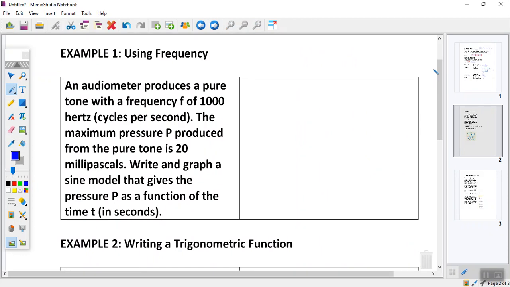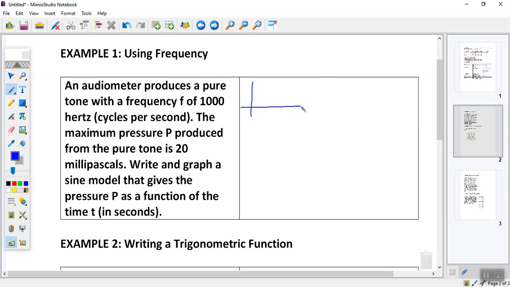An audiometer produces a pure tone with a frequency f of 1000 hertz, cycles per second. The maximum pressure P produced from the pure tone is 20 millipascals. Write and graph a sine model that gives the pressure P as a function of the time t in seconds. So we've got this time t in seconds.